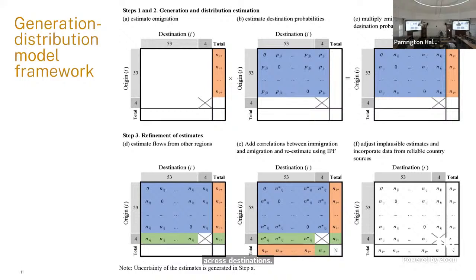These models have been around. But really what we did is we modeled the emigration rates from each country, because we could link those to population at risk and characteristics in those countries.